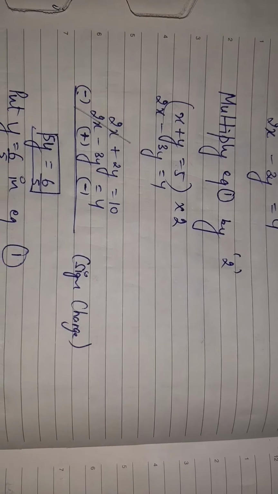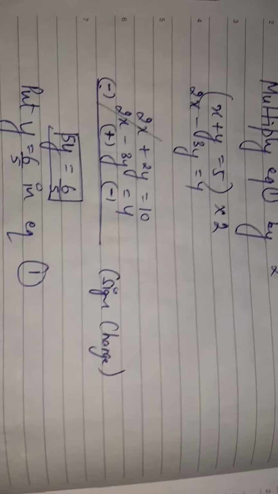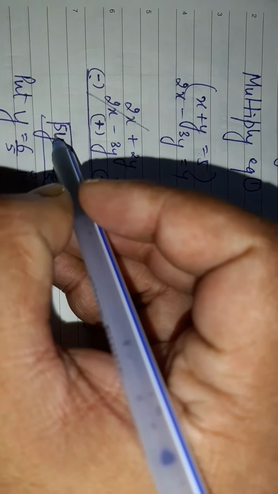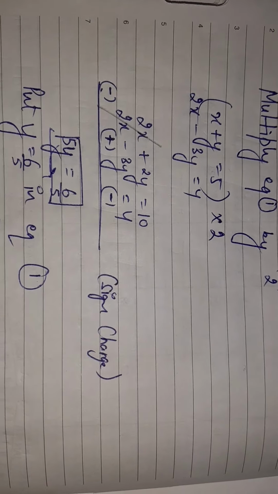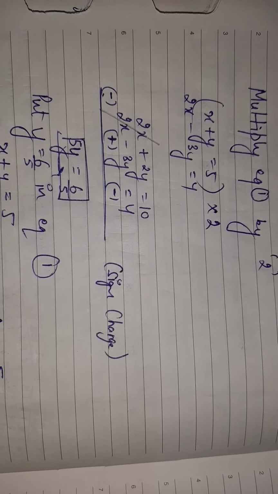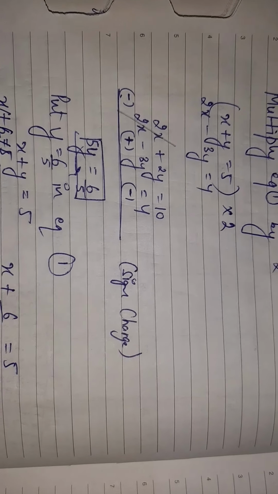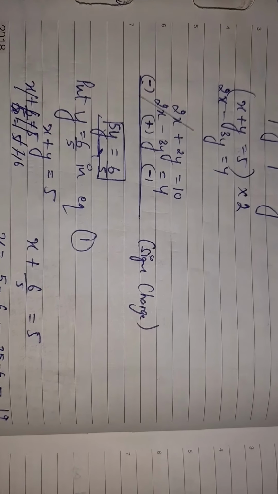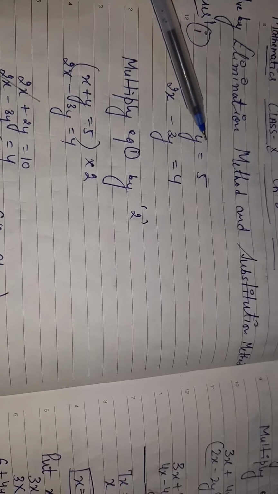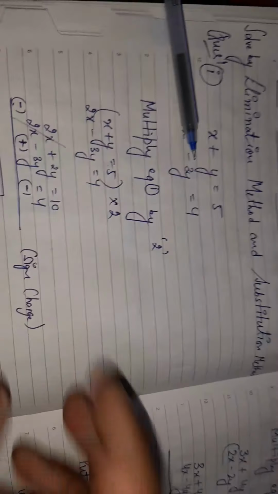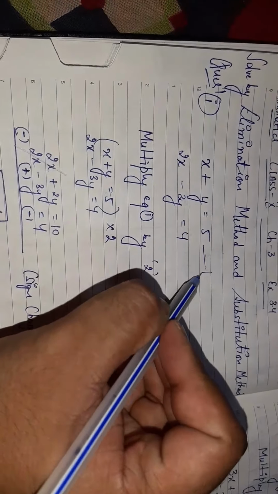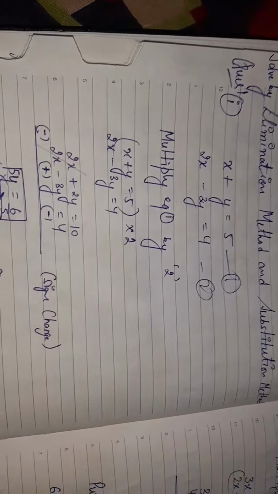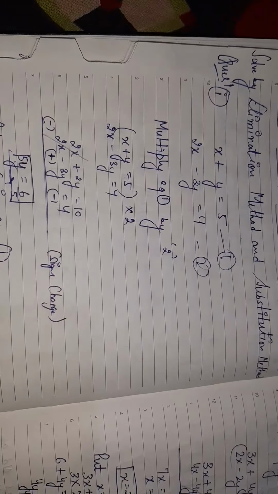This 5 will go down. Yes or no? This 5 will go down. It will become 6 upon 5. Got it? y is equal to 6 upon 5. Put this y is equal to 6 upon 5 in equation number 1.